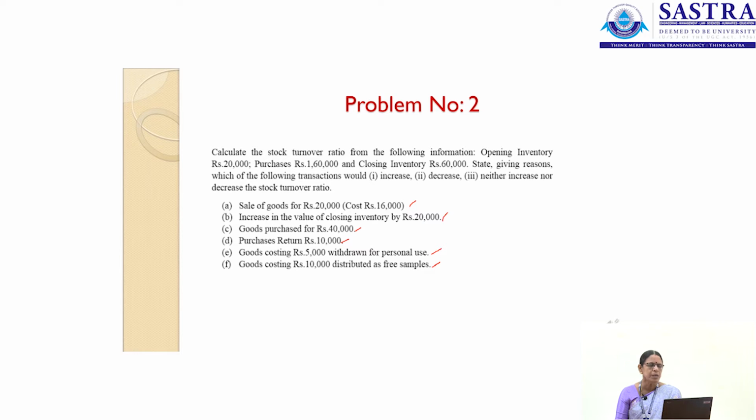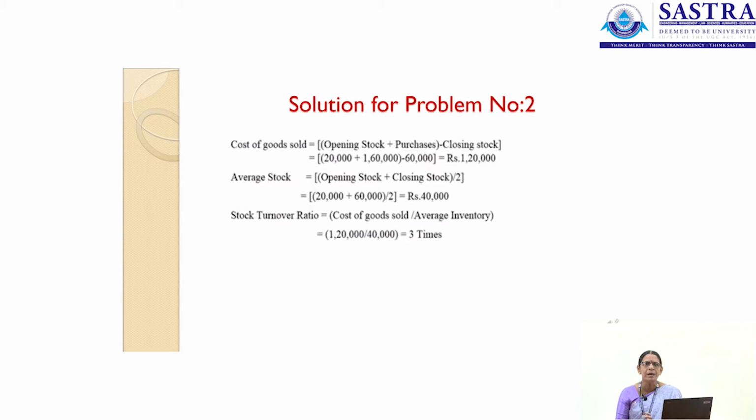We shall now see what impact the transactions will have over your stock turnover ratio. With the given information, first of all we are calculating the cost of goods sold. Opening stock plus purchases minus your closing stock. Opening stock is given as 20,000 rupees. Purchases is given as 1,60,000 and closing stock is 60,000. So we have a cost of goods sold as 1,20,000 rupees.